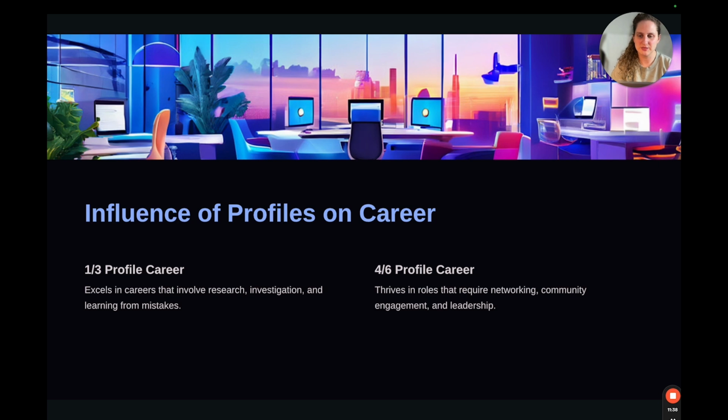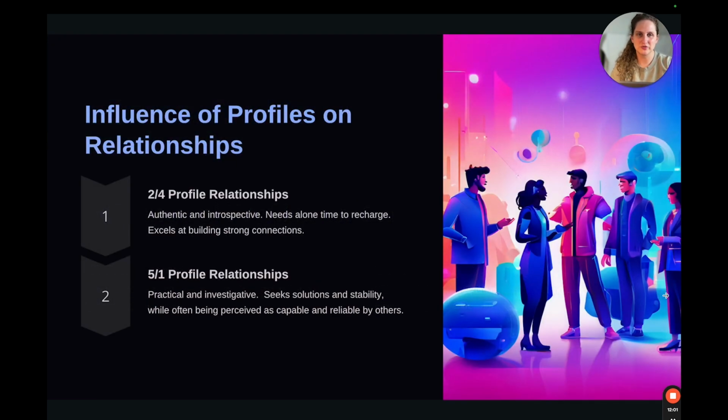So, for example, the 3-1 profile, if you're looking at careers, is going to excel in careers that involve research, investigation, and learning from mistakes. The 4-6 profile is going to thrive in roles that require networking, community engagement, and leadership. So hopefully you're seeing how this plays into things and maybe recognizing where these show up in your life with different people that you know.